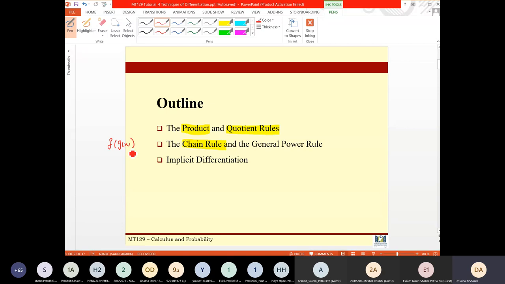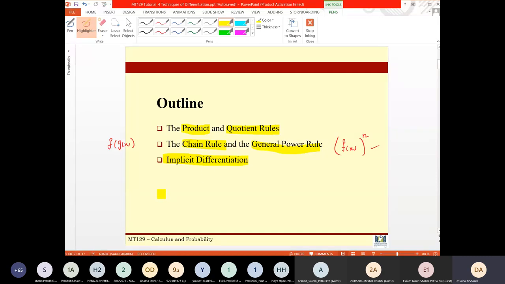And we will talk about the general power rule, meaning whenever I have a function, say f of x, and this function is to a power n. You remember, we said it's the derivative of the bracket multiplied with the derivative of what's inside. We mentioned this before. And last, we will talk about implicit differentiation. Later on, we will see what this means.